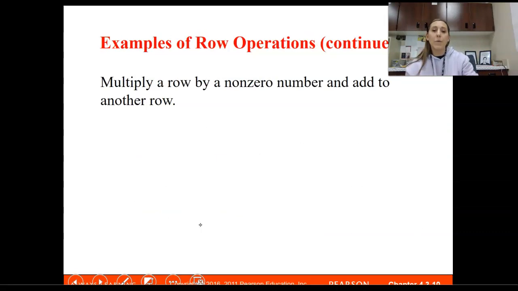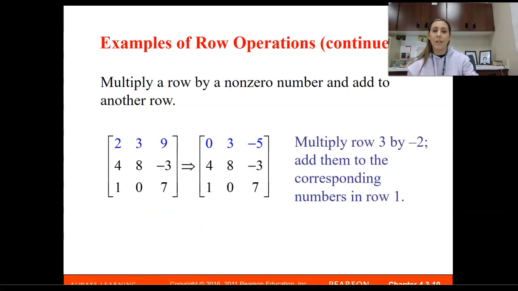And then you can multiply a row by a non-zero number and add it to another. This one is saying multiply row 3 by -2 and then add that to row 1. The way that I would write that is -2 row 3 plus row 1 is going to equal row 1. That way I know what I'm doing. Okay, so that's how that gets that. If you multiply all of this by -2 and you add that to row 1, this is what you get.